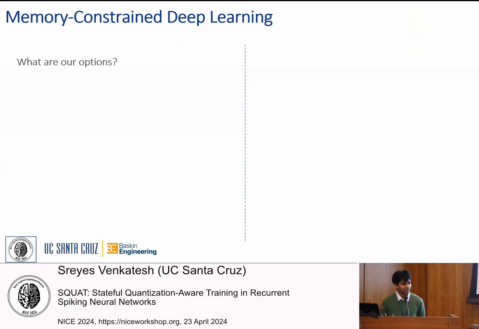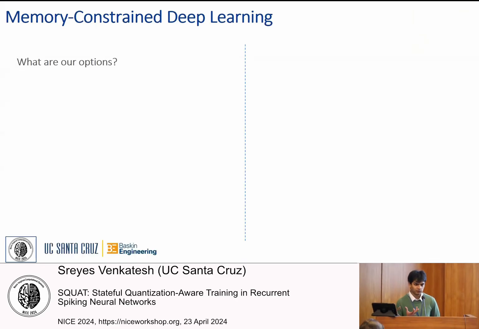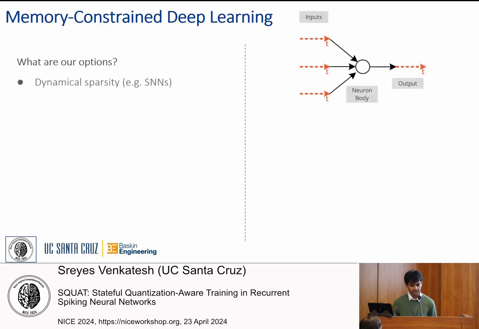I don't think I'll need to tell this group that the development of low-power neural networks is crucial for enabling operations on edge and portable devices. To that end, one approach is dynamical sparsity, which is used by SNNs and their activations.